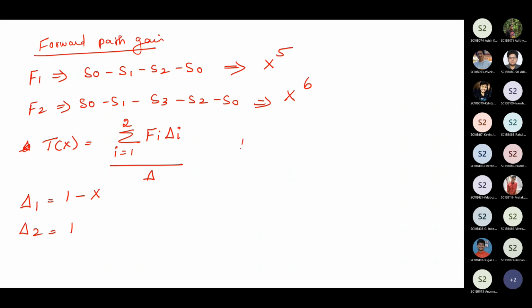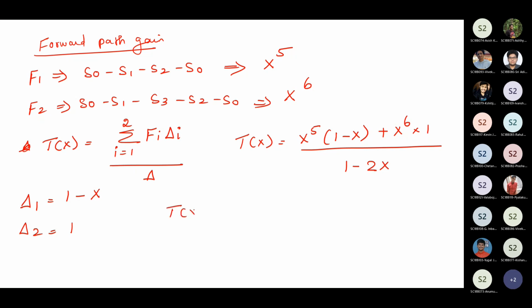So from here T of X value will be X power 5 into (1 minus X) plus X power 6 into 1, divided by your delta value. We have computed it as 1 minus 2x. So from here we can find that T of x is, here x power 6 will get cancelled, so it is x power 5 divided by 1 minus 2x. So we will do this as long division.